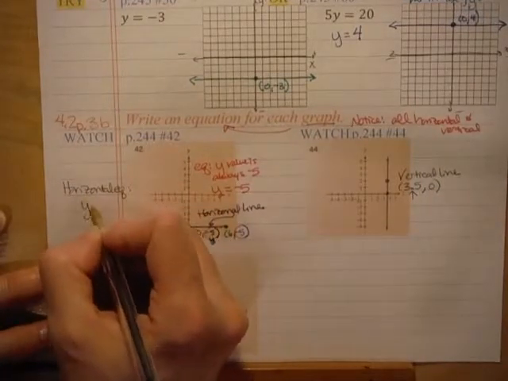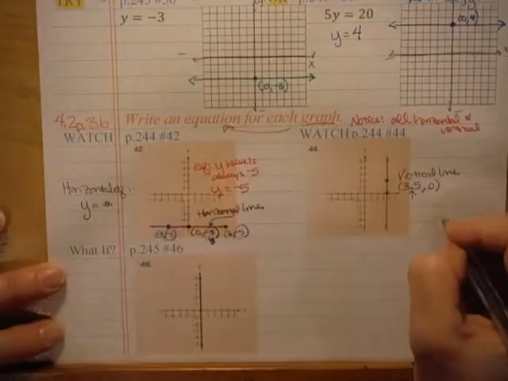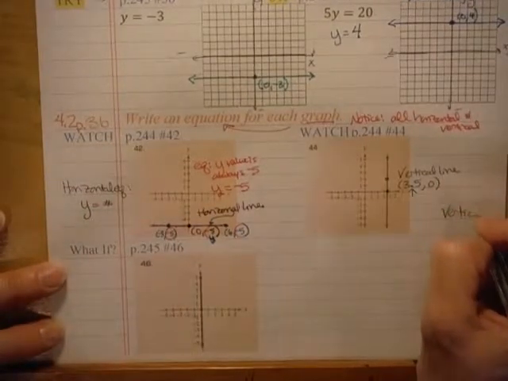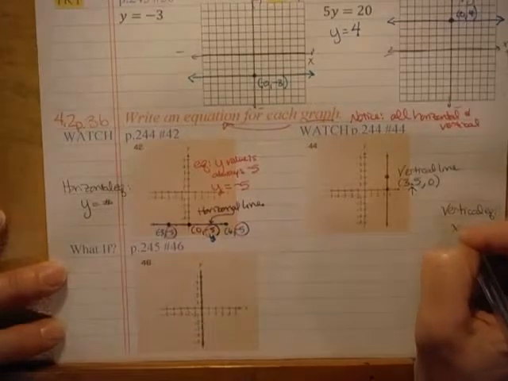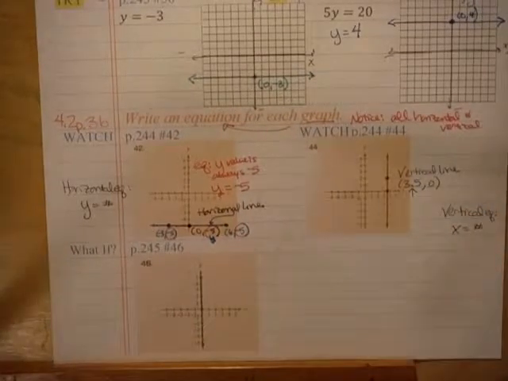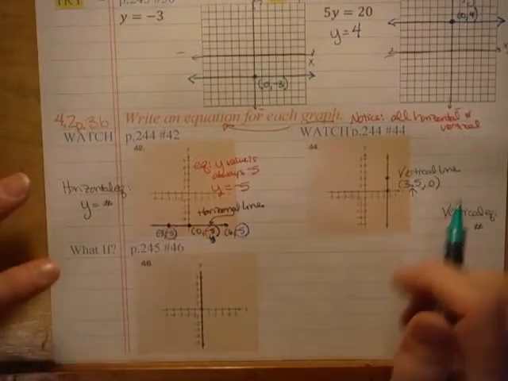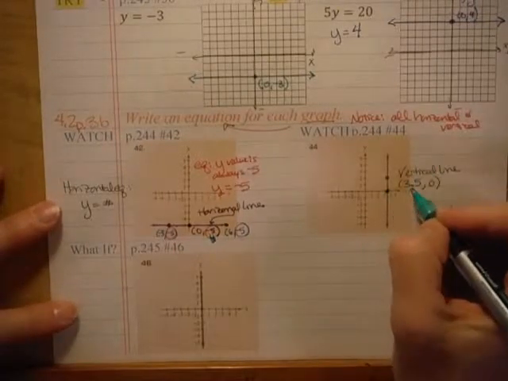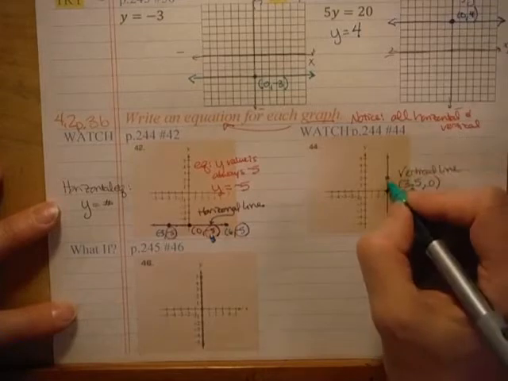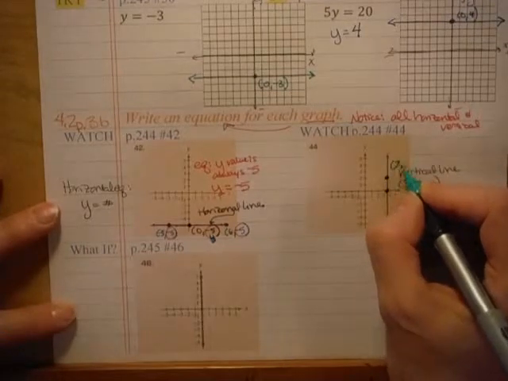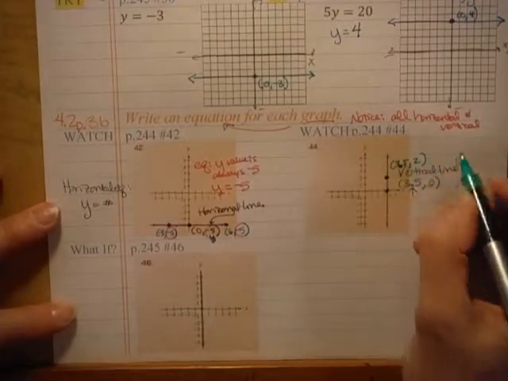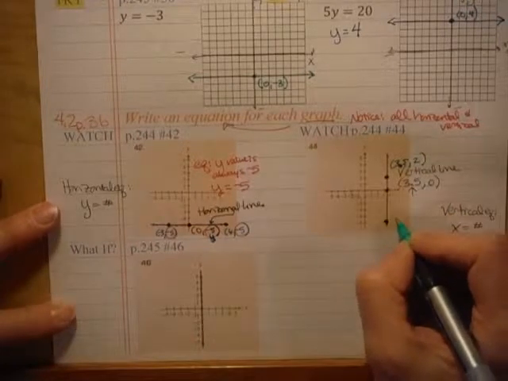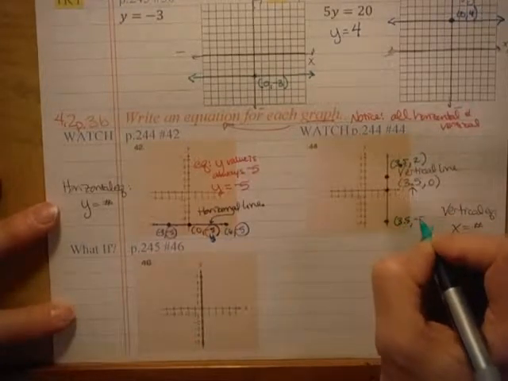Horizontal equation is y equals a number. Vertical equation is going to be just the opposite of that. A vertical equation is x equal to a number. What if you forget that on a test? Okay, well, identify a point. Crosses at (3.5, 0). Then identify another point. Here's the point (3.5, 2). Identify another point. Here's the point (3.5, -5).